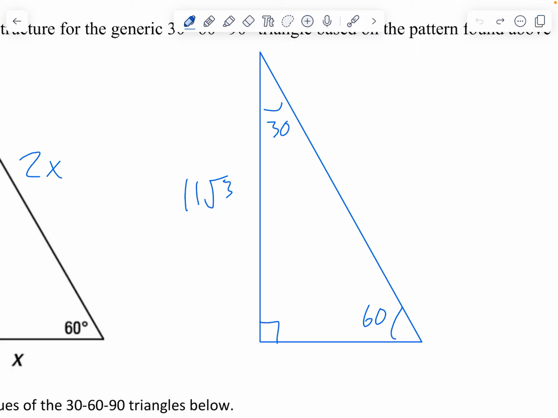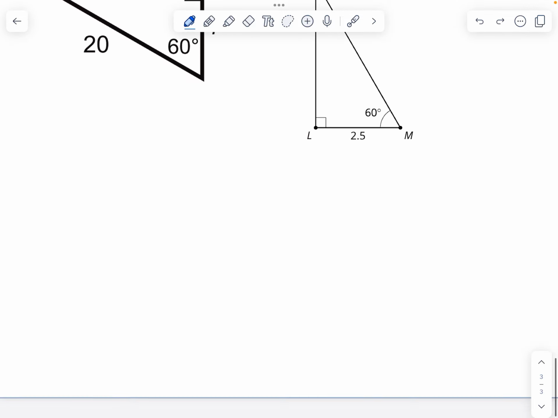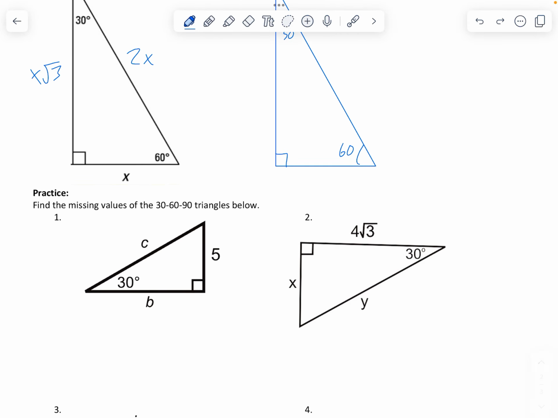So you guys have a couple problems to do down here. 1, 2, 3, 4, 5, 6, 7, 8 problems. You're given one of the sides, and I want you to fill in the other sides, okay?